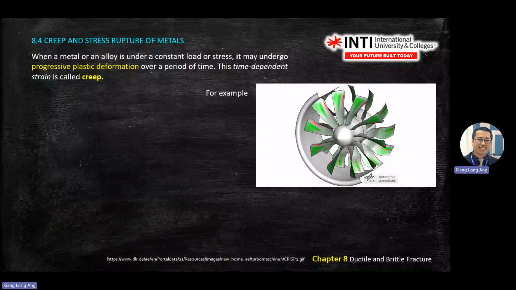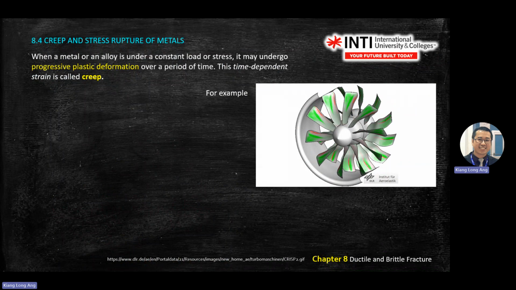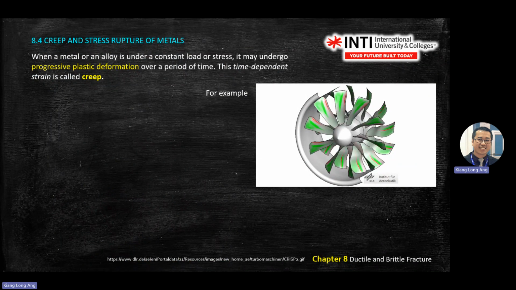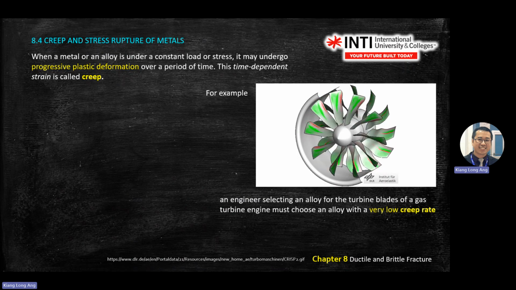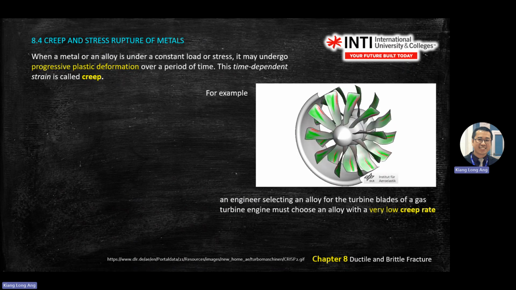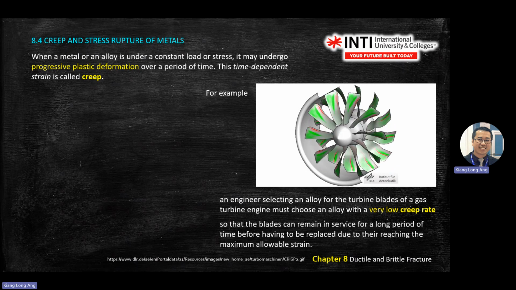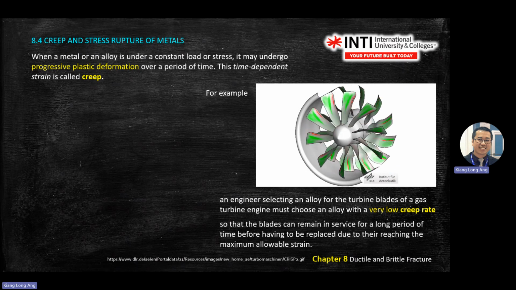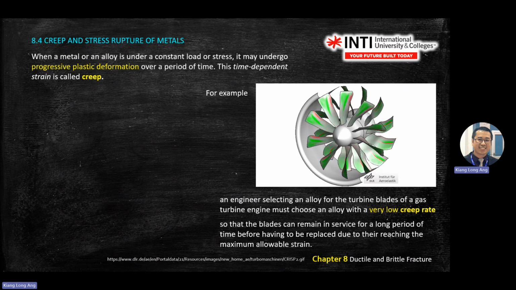Then another one is the plastic deformation. When plastic deformation happens over time, we call it creep. For example, the turbofan behavior. So what is creep? Metals under a constant load stress may undergo progressive plastic deformation over time. It's time dependent. This time dependent strain is called creep. Means deformation happens over the time.